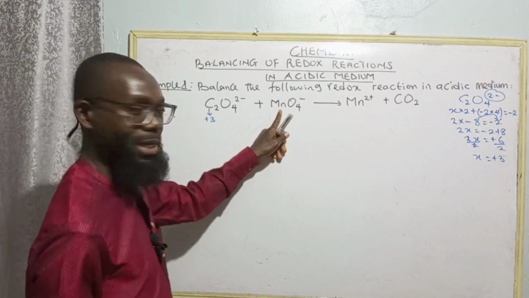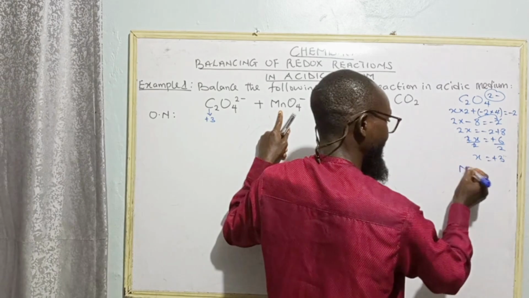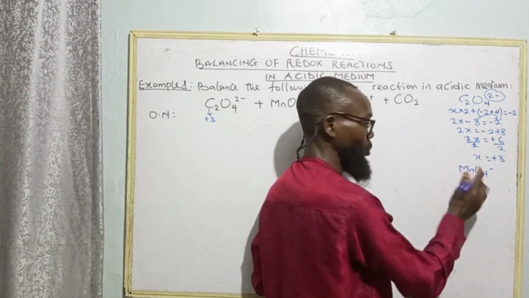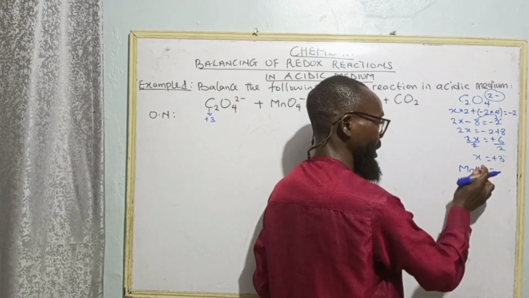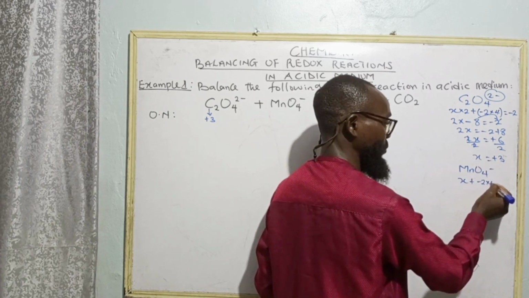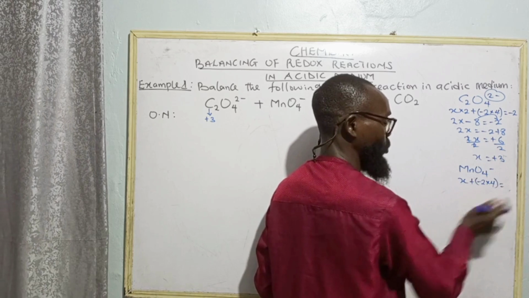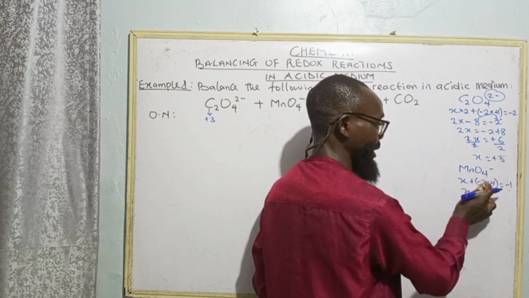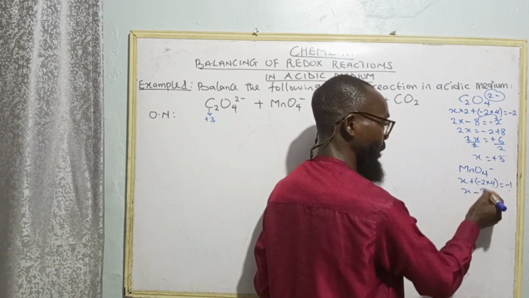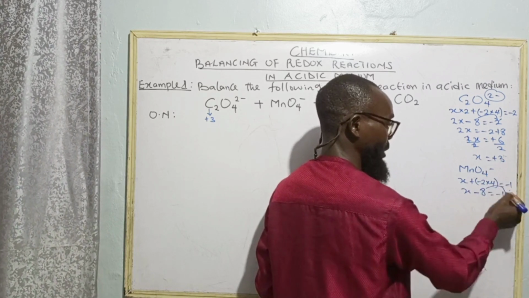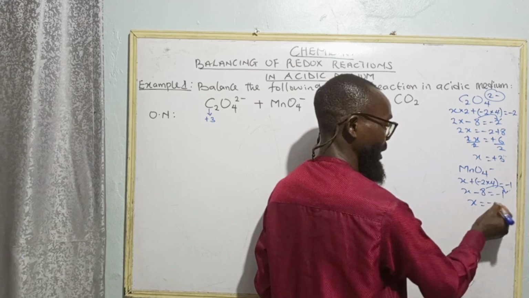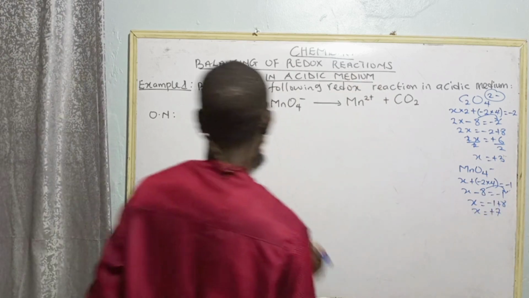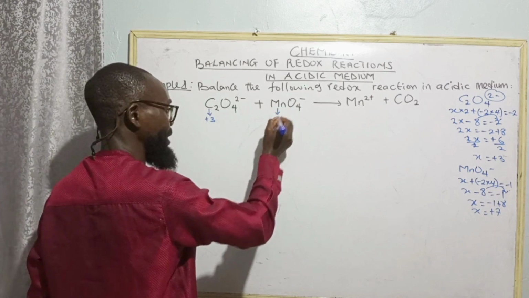Now, move on to manganese in this place. MnO4 minus. Manganese is unknown, x, plus oxygen, minus 2 multiplied by 4 in bracket, equals the charge here, which is minus 1. Then x plus minus 2 times 4, we have minus 8, equals minus 1. Take this here. x equals minus 1 plus 8. x equals plus 7. So here, the oxidation number of manganese is plus 7.